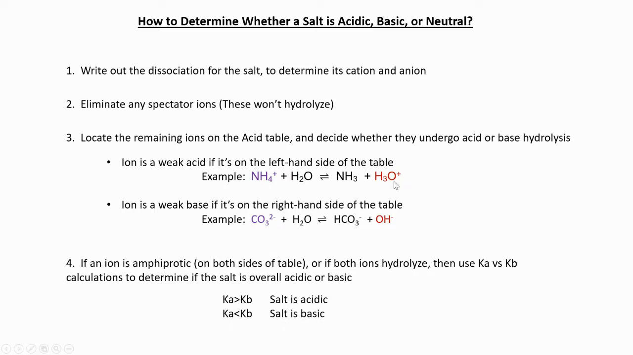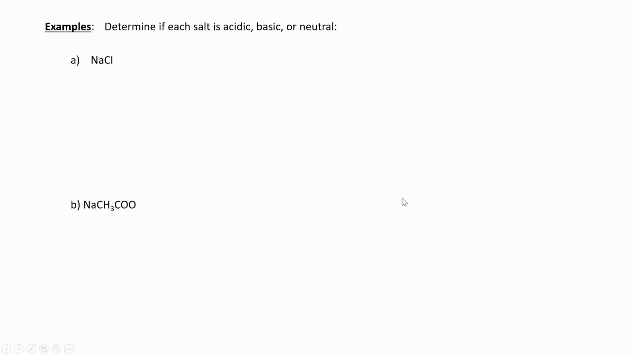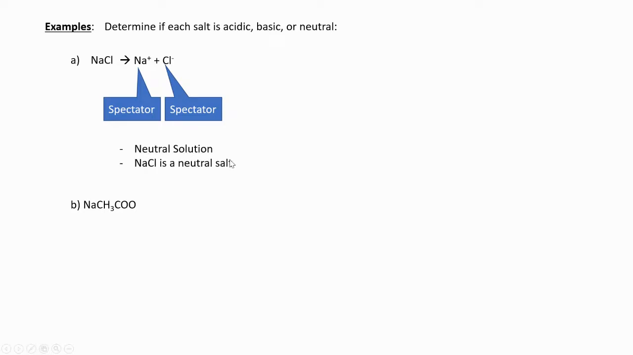Let's do some problems like what you'll see. Let's look at the first one. Na is in the first column of our periodic table, so NaCl is going to break up. That's your first step, break it up. Na plus is in the first column of the periodic table. It's an alkali metal, so it's going to be a spectator. Cl minus is obviously the conjugate of HCl, so it's a spectator. So it's a neutral solution, and we could say NaCl is a neutral salt. No hydrolysis is happening here, so we don't have to worry about it.